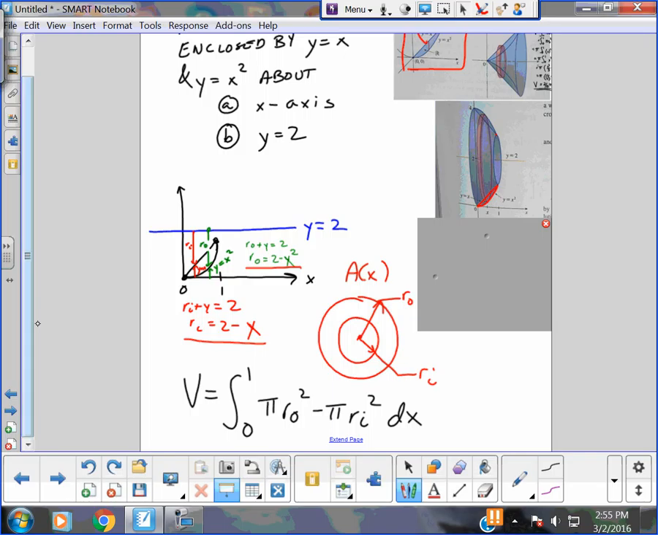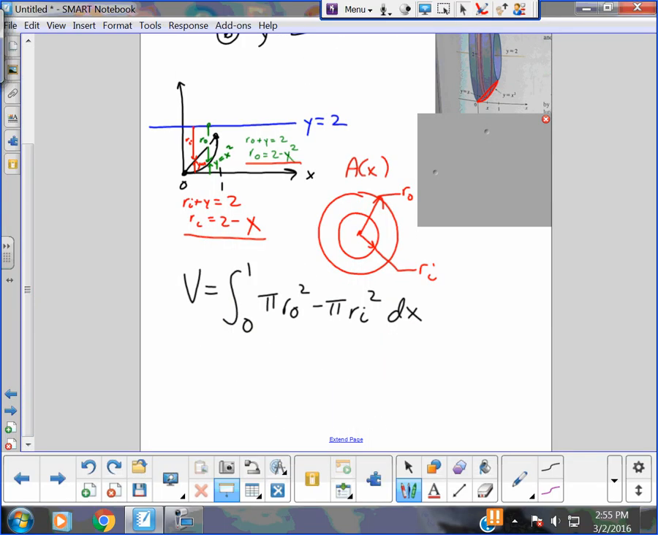So let's go down to my function. Whoop, here we go. The sound of us being successful. How about RO squared? What's RO? RO is 2 minus x squared. What's RI? 2 minus x, squared, dx. Now you have two choices.